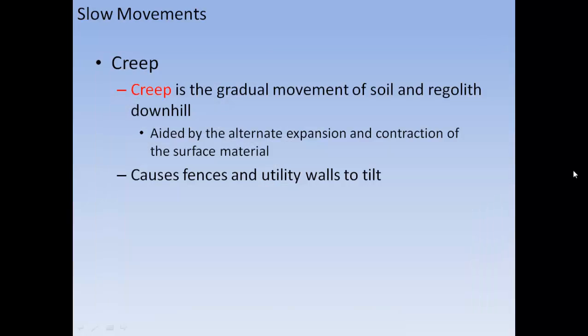Creep is a gradual movement of soil and regolith downhill, aided by alternating expansion and contraction of surface material. It causes fences and utility poles to tilt.